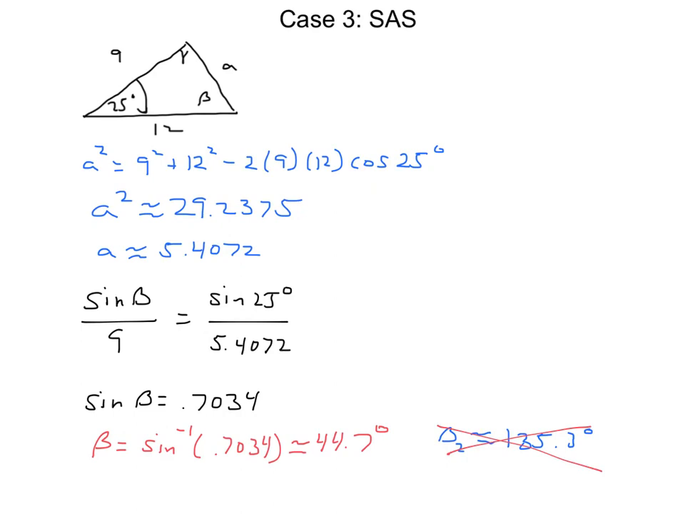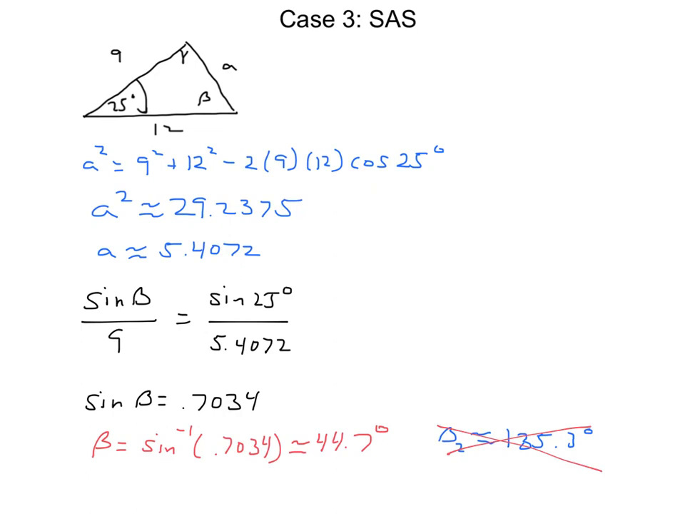Because if beta was equal to 135.3 degrees, then gamma would have to be an angle smaller than beta, and therefore the side across from gamma would have to be smaller than the side across from beta. And that's not the case in this problem. So I know beta has to be 44.7 degrees.